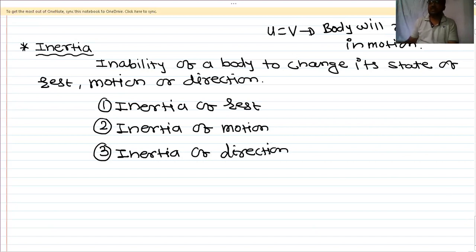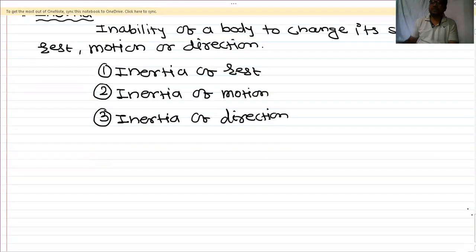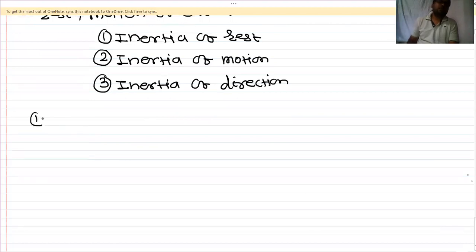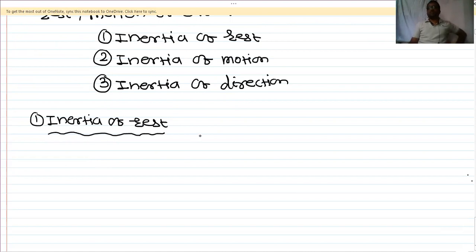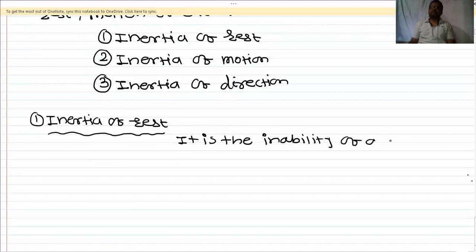Firstly, we'll see what is inertia of rest. The definition is very simple. What is inertia of rest? It is the inability of a body to change its state of rest. That is what inertia of rest means. So I'm writing here: it is the inability of a body to change its state of rest.